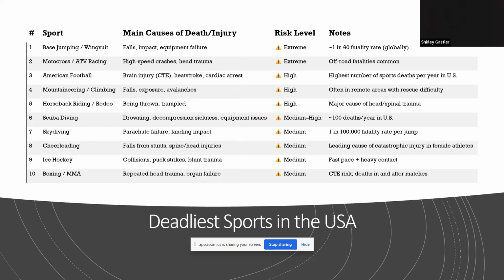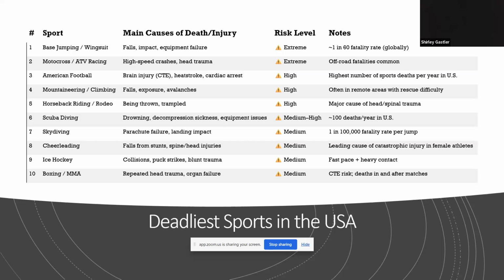I'm surprised cheerleading was on this list, and especially higher than ice hockey. But it makes sense with cheerleading. It takes an incredible amount of athleticism, so certainly they see plenty of injuries in that realm. And then hockey and your pugilistic sports, your boxing, your MMA type stuff.